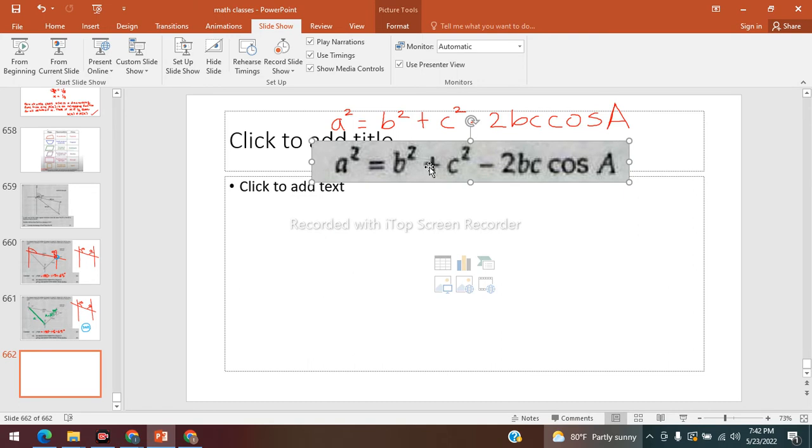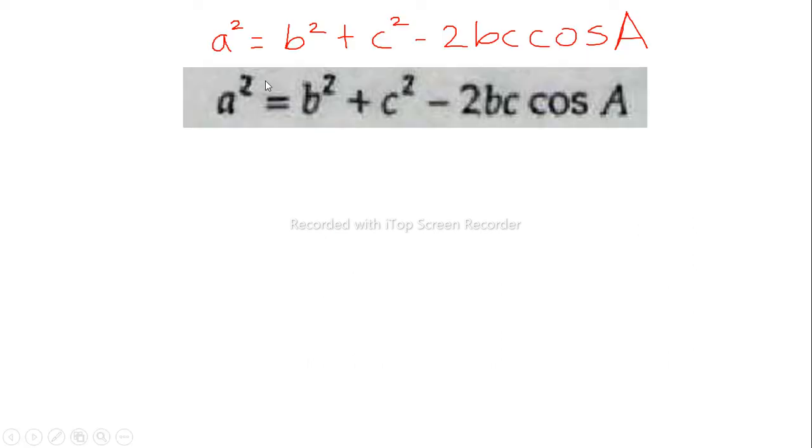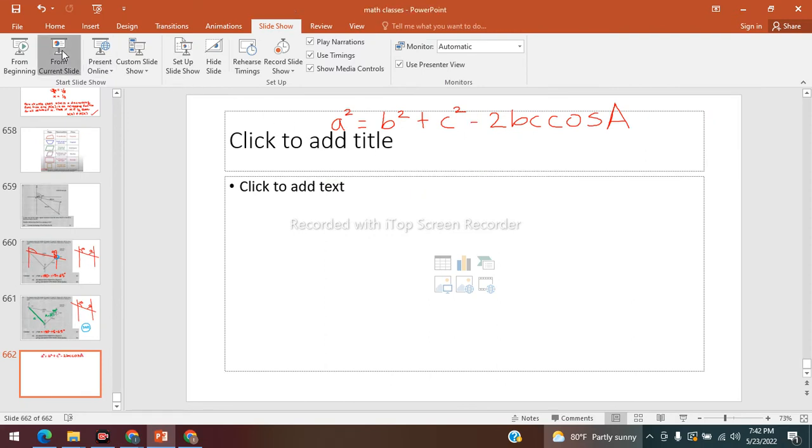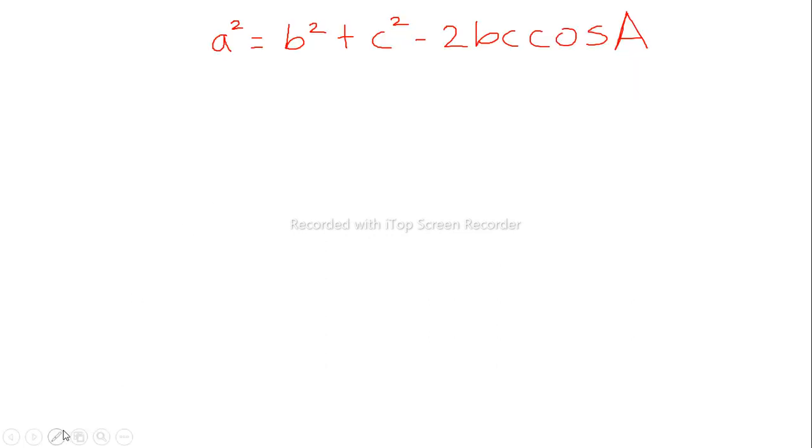Okay, good. So there we go. a squared equals b squared plus c squared minus 2bc cos of A. We did say it right. Good. All right, so let's figure out what A, B, and C are from the question.